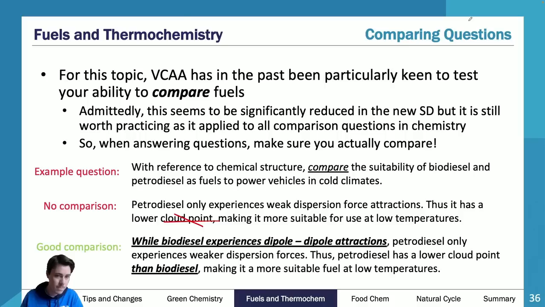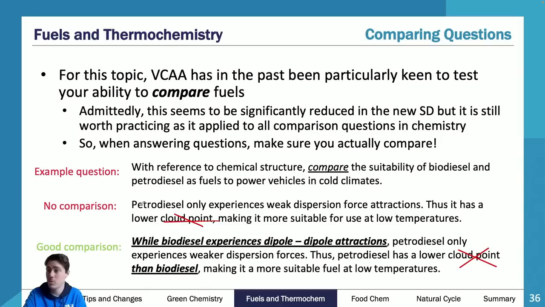While biodiesel experiences dipole-dipole attractions, petrodiesel only experiences weaker dispersion forces. Thus, petrodiesel has a lower cloud point than biodiesel. Just saying "than biodiesel", that's all you needed there, making it a more suitable fuel. Once again, don't worry about cloud point. You could use something such as viscosity here. Cloud point is just not mentioned in the study design anymore, so we're not going to discuss it. Viscosity is. You do need to know about viscosity, so you could just plug viscosity into the cloud point spot and say petrodiesel has a lower viscosity than biodiesel. So saying what is underlined and bolded here gives you your 2 marks.